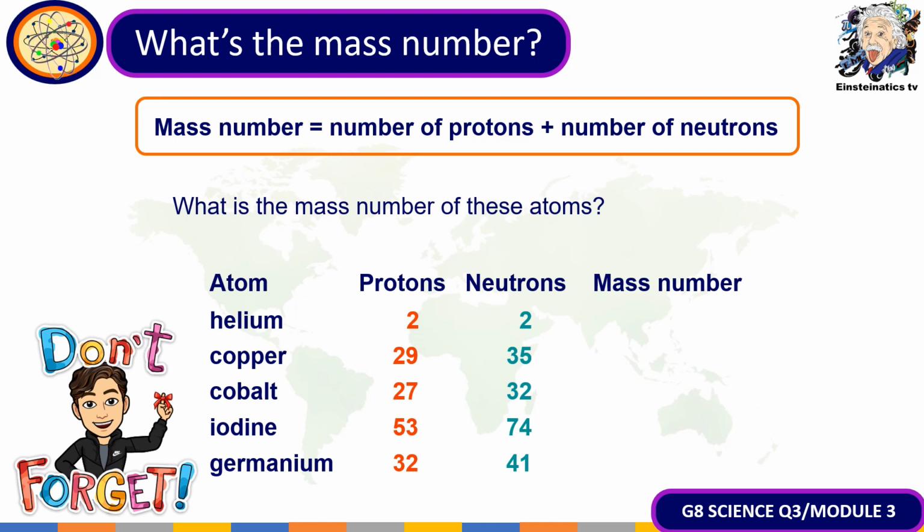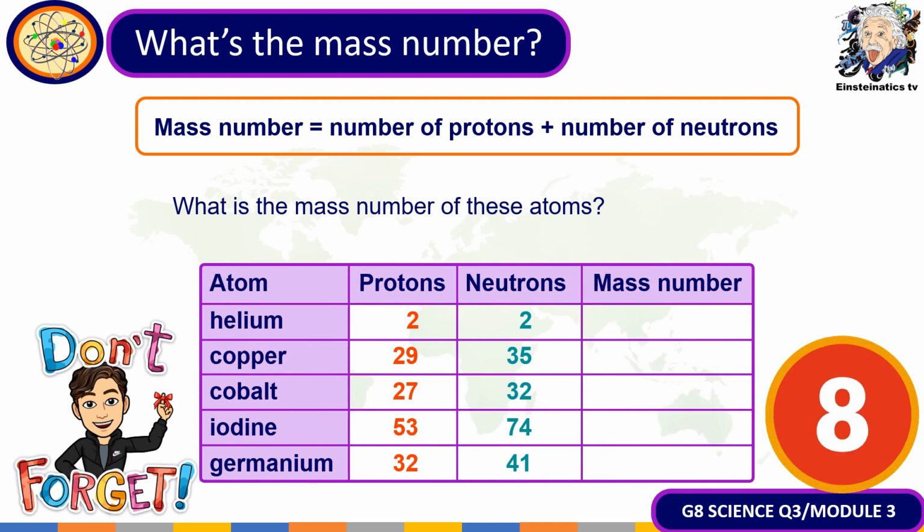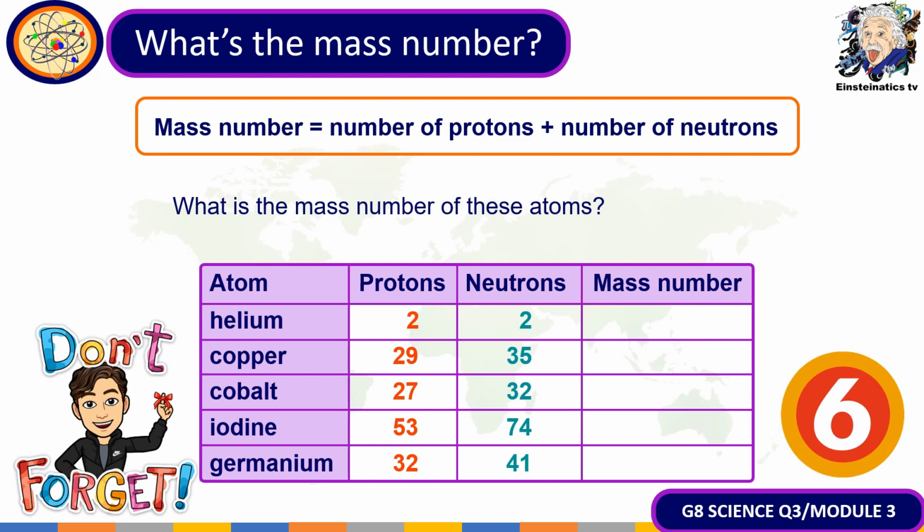Now try to identify what is the mass number of these atoms. So you have helium, copper, cobalt, iodine, and germanium. You may pause the video while answering. So good luck. Now, here are the correct answers. So 10 seconds to finalize your answer.